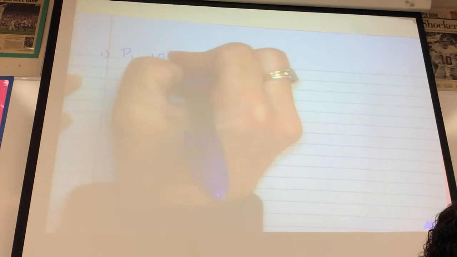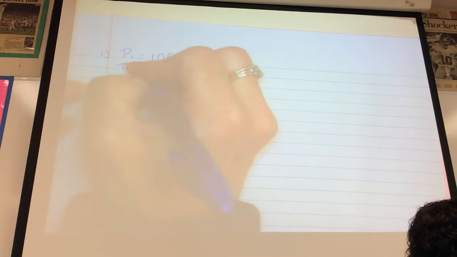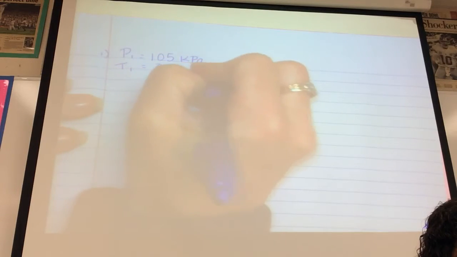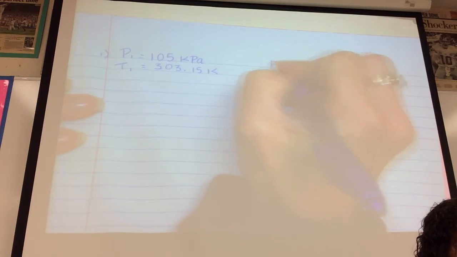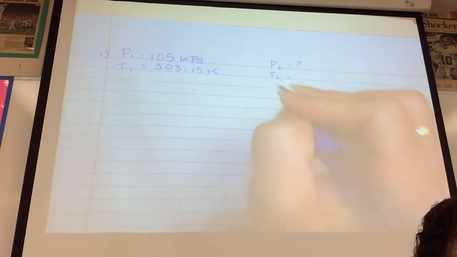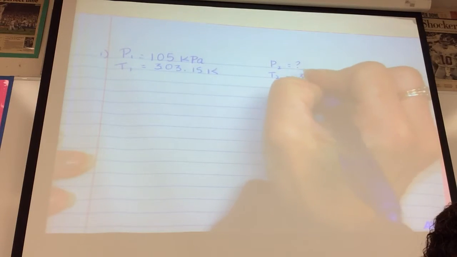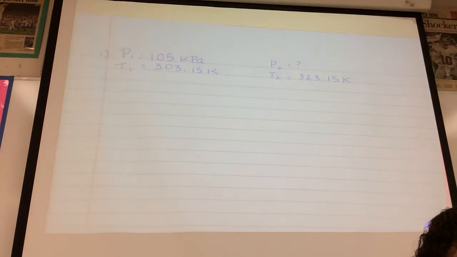So in this first example, what we've got is you've got P1 at 105 kPa. Again, get familiar with units of pressure. We don't need the volume. T1 is 30 degrees Celsius or 303.15 Kelvin. We're looking for P2. T2 is 50 degrees Celsius, and we know right away we need to get to Kelvin or the game is over.